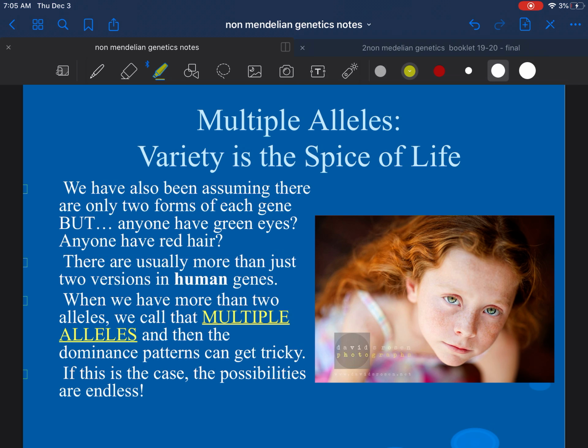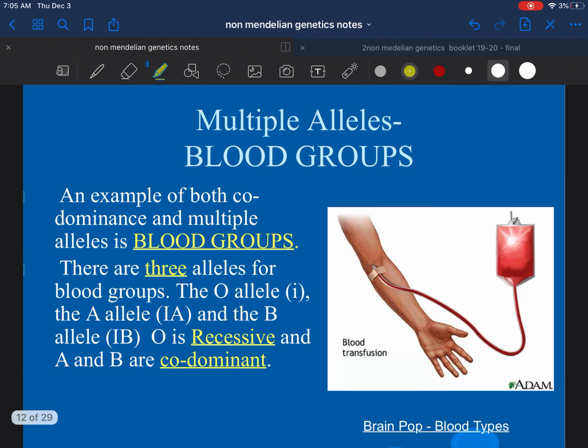So multiple alleles: when we have more than two alleles, we call it multiple alleles. We may still have one allele that is dominant to the others, or codominant or recessive. So the dominance patterns do get a little tricky, and the possibilities are endless here. So we're going to be looking at multiple alleles. There's a little variety there.